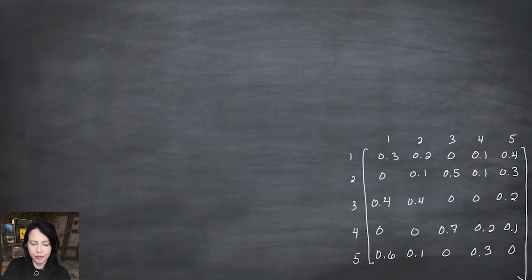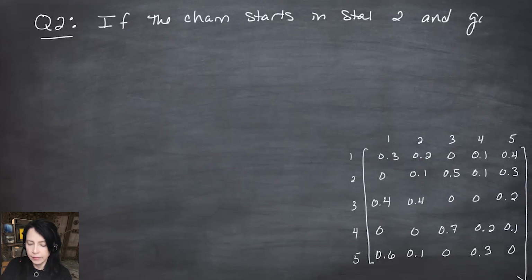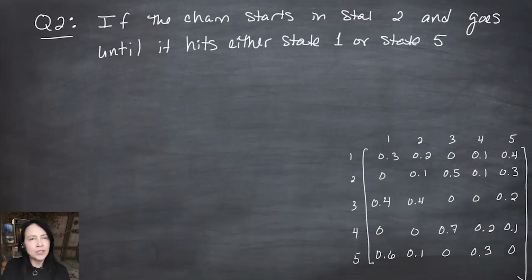I have another question for you that we can also answer by a first step analysis. Here's the setup. If the chain starts in state 2 and goes until it hits either state 1 or state 5, I want to know the probability that when we stop, so we're going to stop when we hit 1 or 5, I want to know the probability that when we stop, we're in state 1 as opposed to state 5.